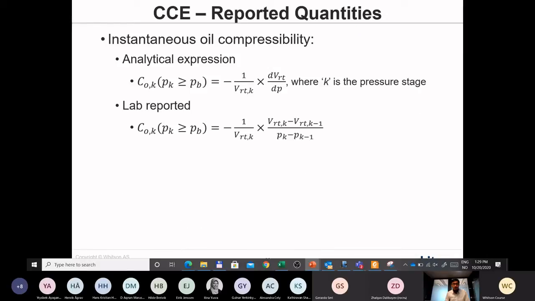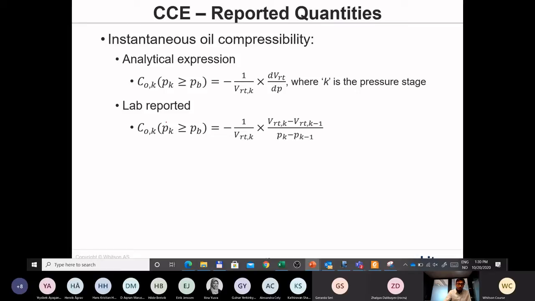The compressibility is generally only reported for the oils, in the single phase oil. And we saw this expression for the compressibility of oil in terms of the derivative. When the labs report the compressibilities, they approximate this derivative with some kind of finite difference operator.